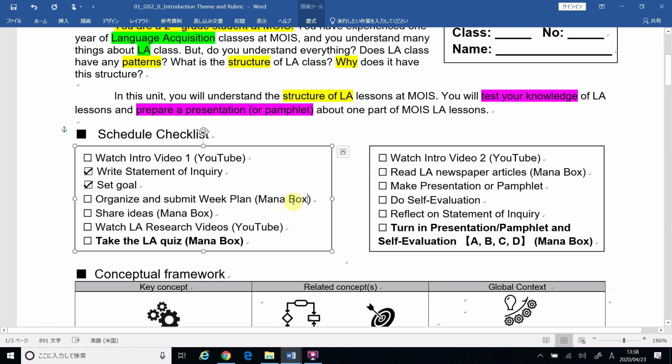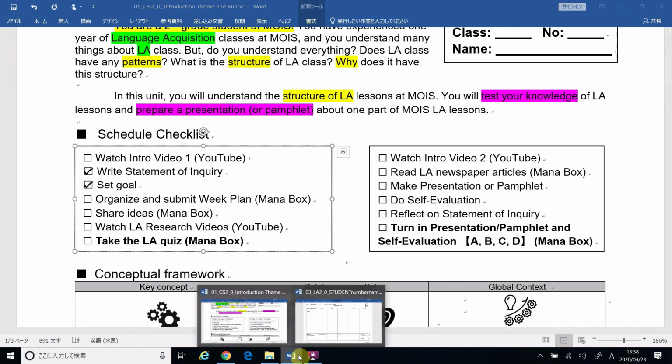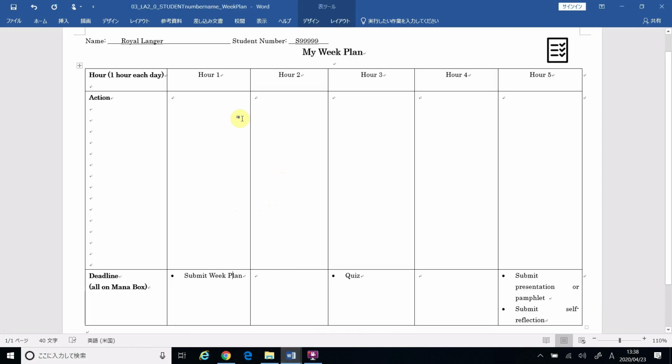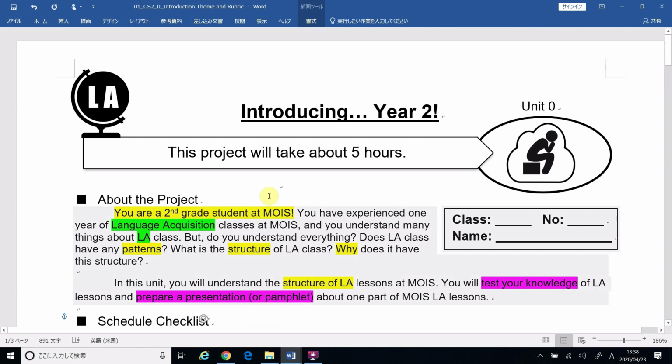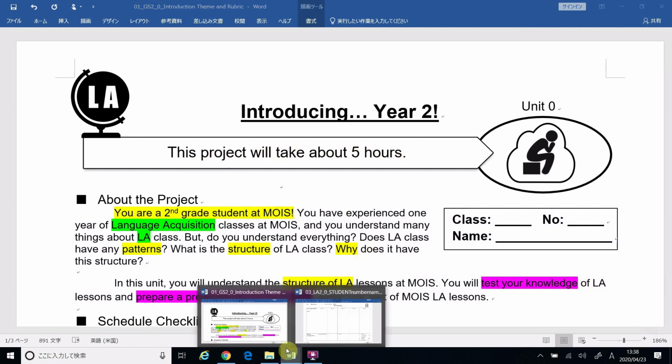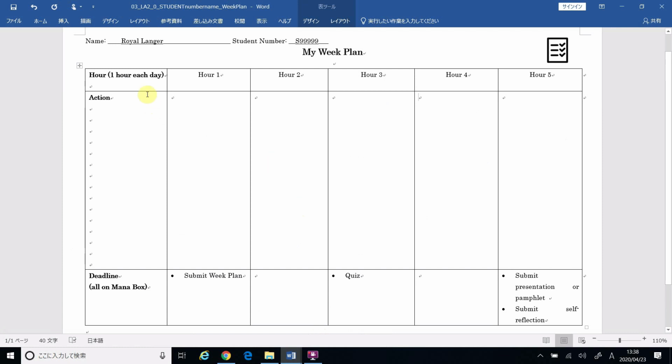Oh, okay. So on Manabox, I can download the week plan. Have you downloaded the week plan? It looks like this. I have my name and my student number here. And here you can see it says hour, 1 hour each day. Hour 1, hour 2, 3, 4, 5. So if we look back on the theme and rubric, it says this project will take about 5 hours. So this is a recommendation from your teachers.